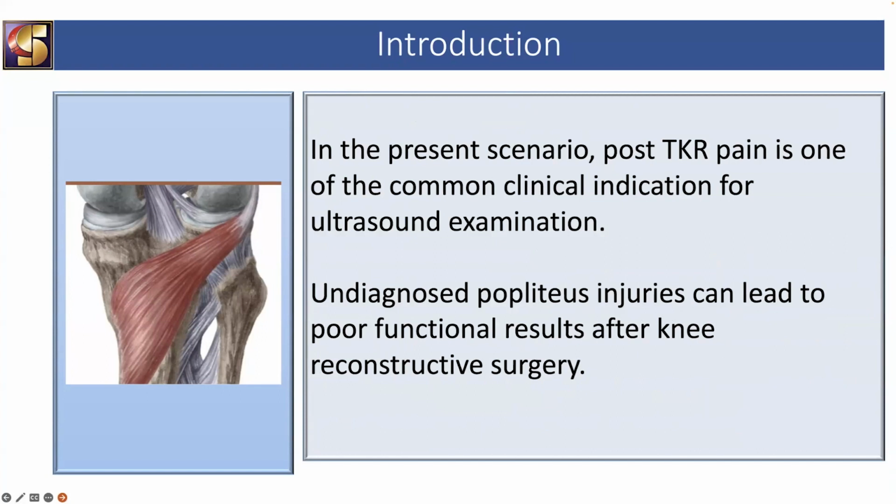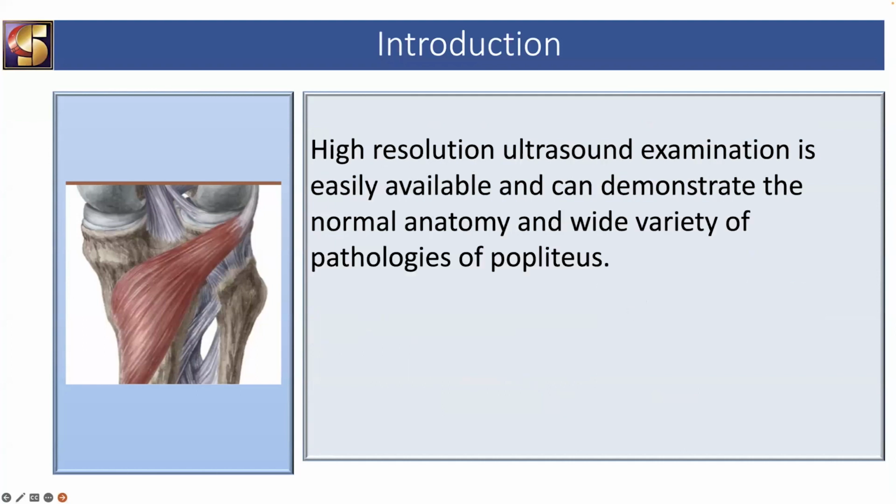In the present scenario, post-TKR pain is one of the common clinical indications for ultrasound examination. Undiagnosed popliteus injuries can lead to poor functional results after reconstructive surgery. That's why a prior examination of the popliteus tendon as well as the muscle before doing any TKR will be very useful for the patient as well as the surgeon. High resolution ultrasound examination is easily available and can demonstrate the normal anatomy and a wide variety of pathologies.